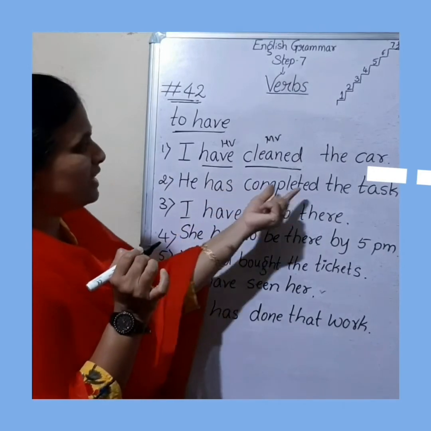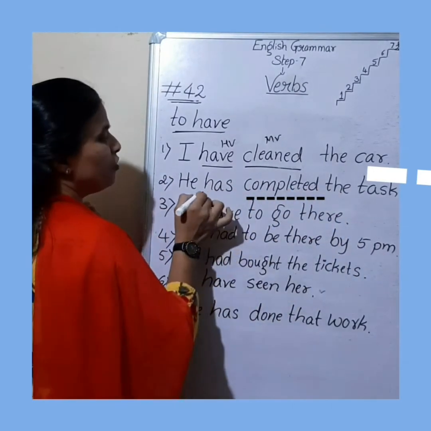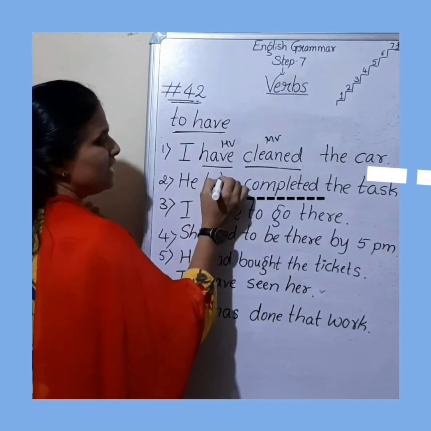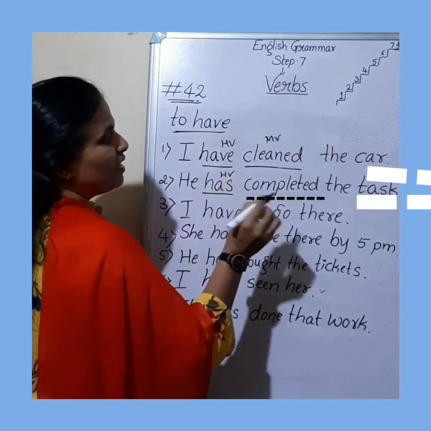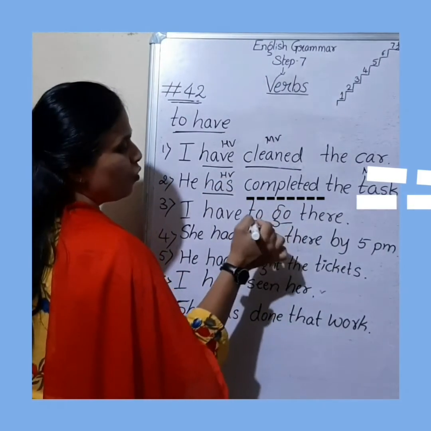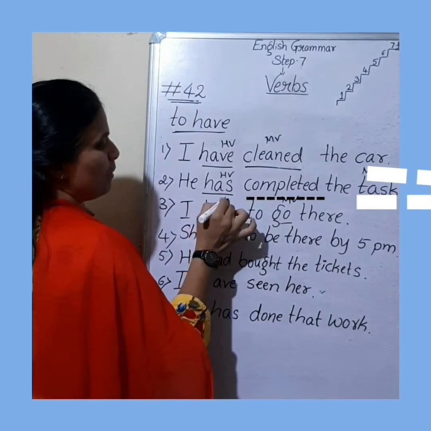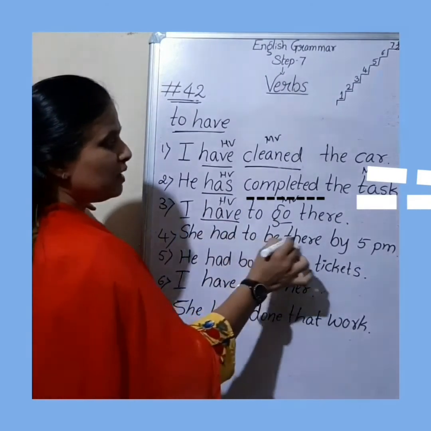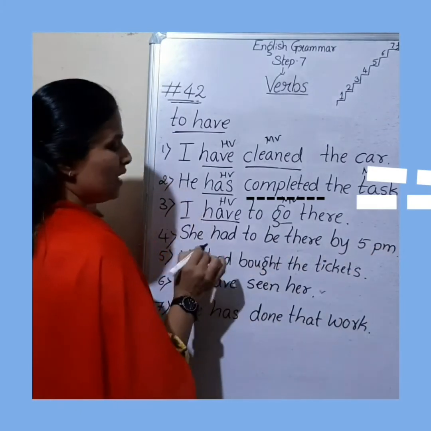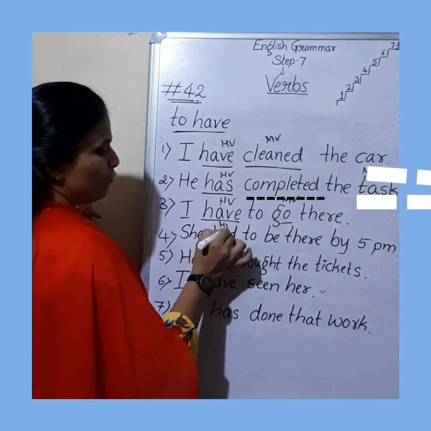He has completed the task. Okay, so you can just have a look over. This has is helping verb here. Whatever to go there. So this go is main verb here. Have is helping verb. She had to be there by 5 p.m. So this had again is helping verb.